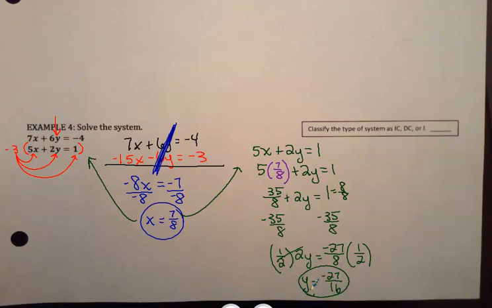Yikes, ugly numbers. Could you imagine if you were trying to graph this? Just think about that for a little bit. What would that actually look like? You would not get these fractions. You wouldn't be able to figure out the point of intersection.